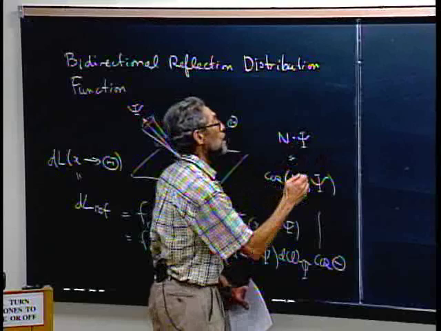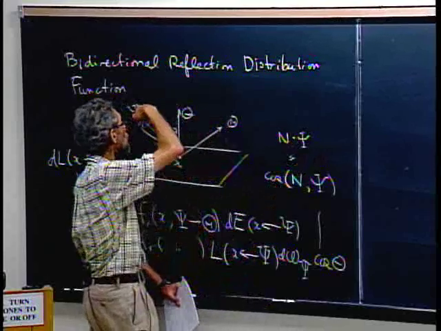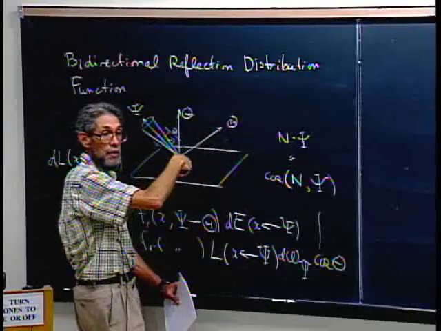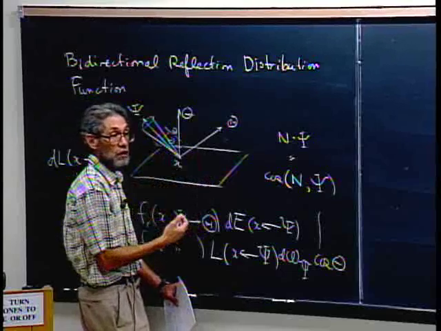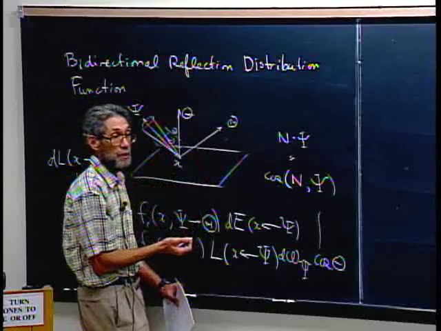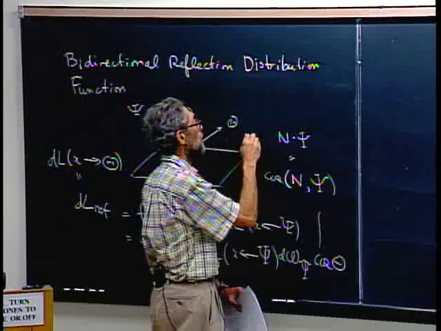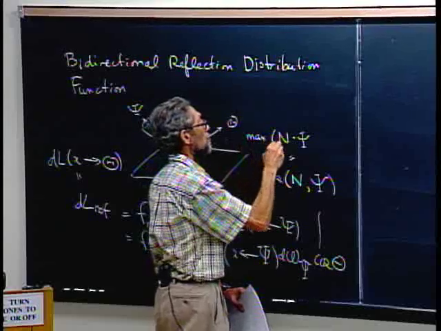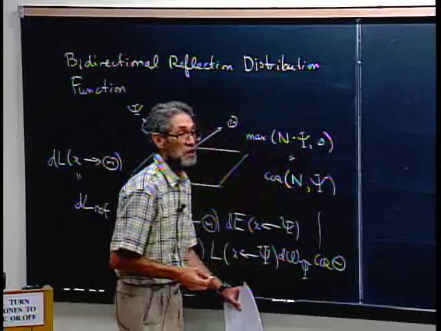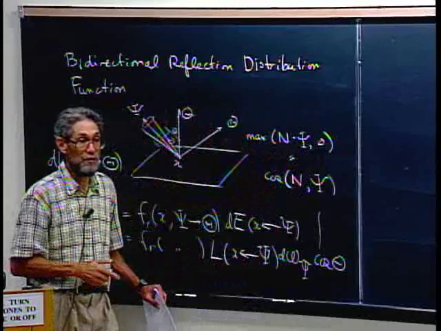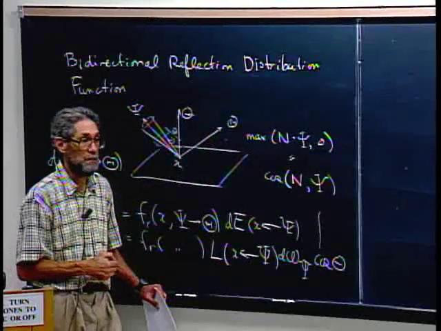But in general, we're only going to look at light coming in from the hemisphere above the surface. So this is always going to be a non-negative dot product. But if you want to do shading, it's better to just take the maximum of that dot product and 0. And then if the light is coming from below the surface, it's not going to contribute to the reflection.